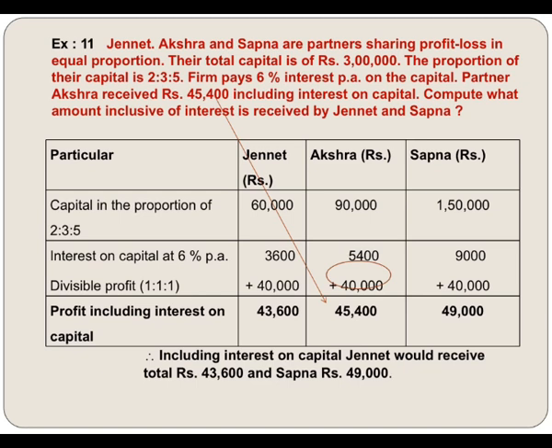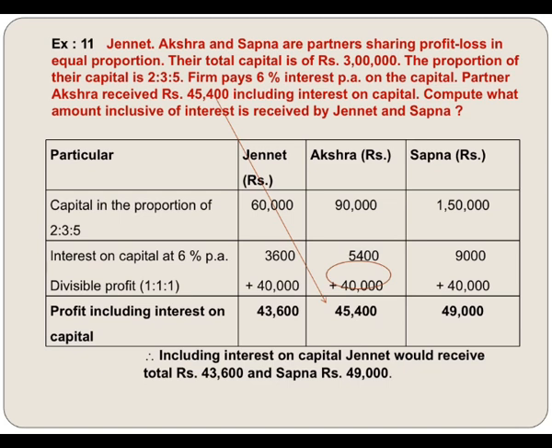Clear? So here the important thing is what? First we have to write how much amount is received by Akshara including interest, that is 45,400. From that 45,400 we have to deduct interest on capital, which we already calculated. So we got the divisible share of Akshara as 40,000. Here profit and loss is equal, so Janet's amount is also 40,000 and Sapna's amount is also 40,000.